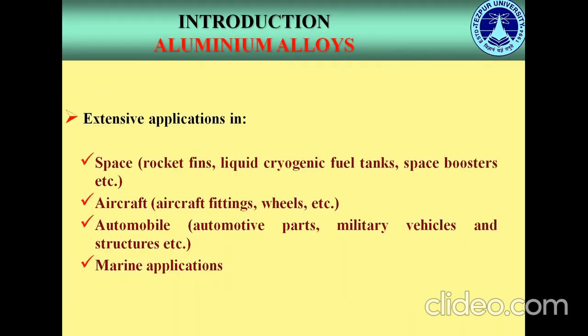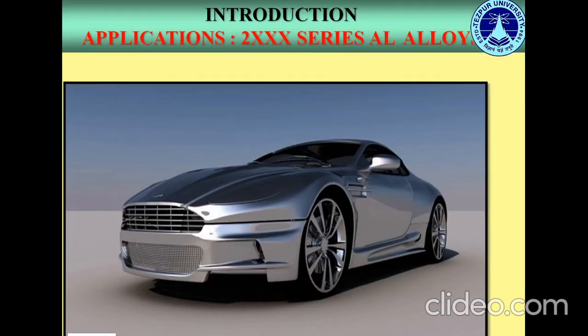Coming to the next slide, here we can see the specific machine components where the aluminum alloy is used. For example, in the wheels of an aircraft, in the fuel tanks of a spaceship, or in the metal frame of luxury cars like Aston Martin.